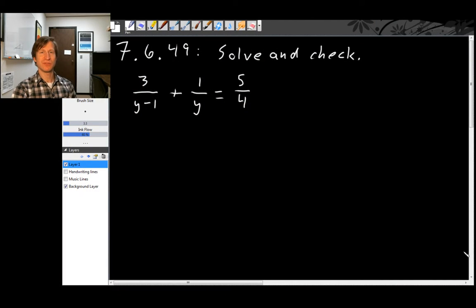Here's a solution for problem 7.6.49 from Rockswold's algebra. The problem is to solve this equation with rational expressions. Also check your answer. So we've got 3 over y minus 1 plus 1 over y equals 5 over 4.